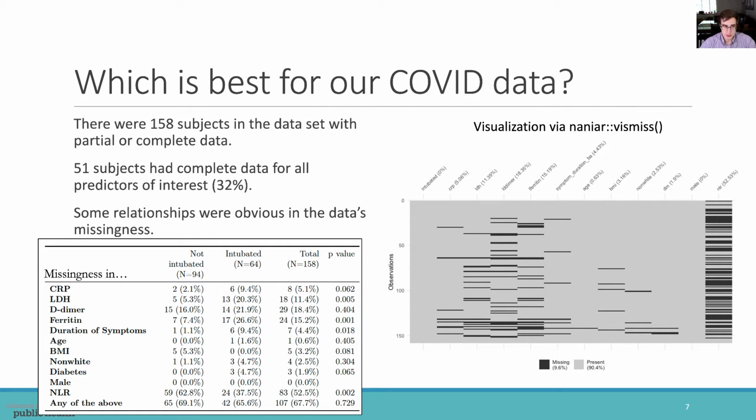The multiple imputation method was best for our COVID data. We didn't want to throw out a whole bunch of data, and there were pretty distinct patterns in the missingness in the data that we could detect and control for with an imputation procedure. So yes, we went with the multiple imputation procedure.